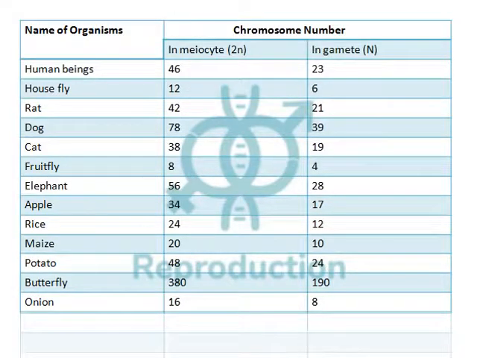Here in this table you can see I have given the names of some organisms and the chromosome number in their gametes and in their meiocytes. Now meiocytes are the cells which produce gametes. So meiocytes undergo meiosis. The meiocytes will have 2n number of chromosomes while the gametes will have n number of chromosomes. In human beings you can see there are 46 chromosomes in meiocytes while in gametes they only have 23. In butterfly you can see there are 380 chromosomes in meiocytes while in gametes they only have 190 chromosomes.